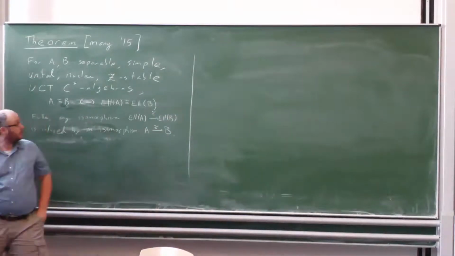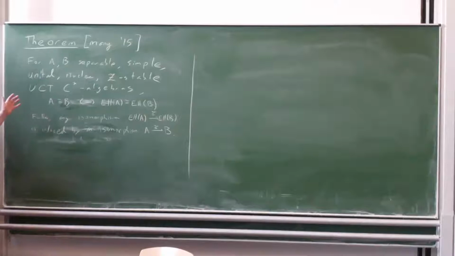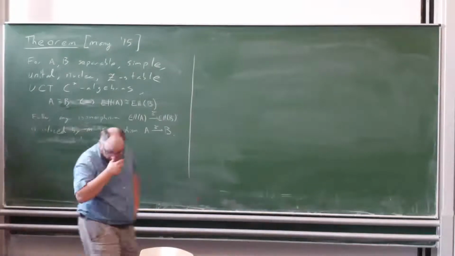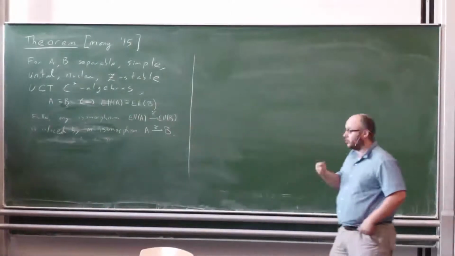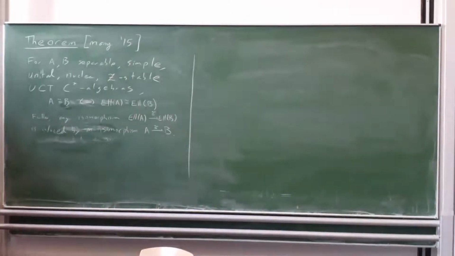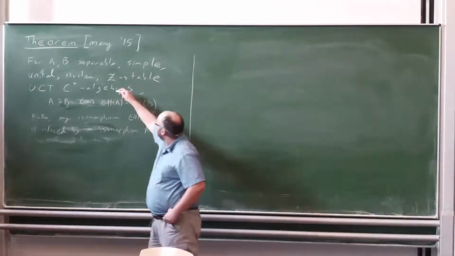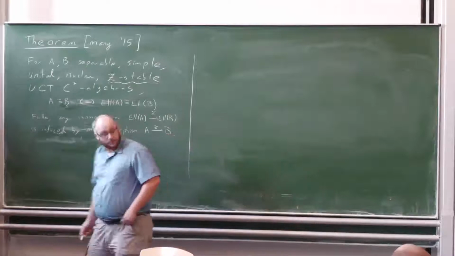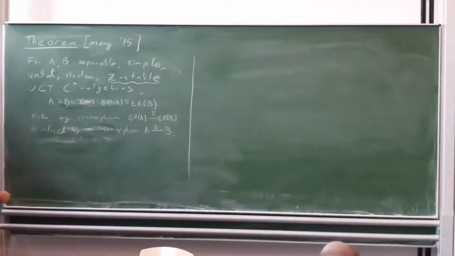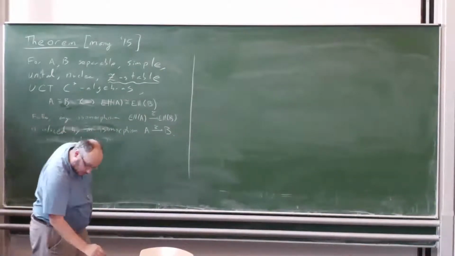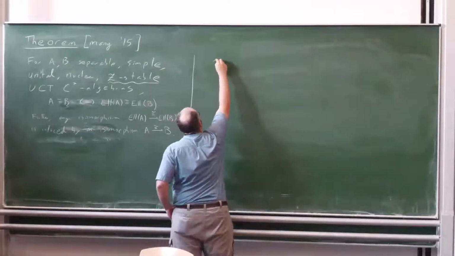So my plan for today is, I just want to talk more generally about how one approaches classification broadly, in particular, the intertwining arguments that underlie most isomorphism theorems in the subject. But before I do that, I do want to come back and say a bit more about Z stability, which I really didn't say anything about last time. I'll start there.